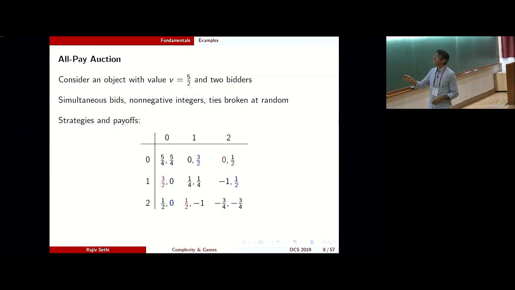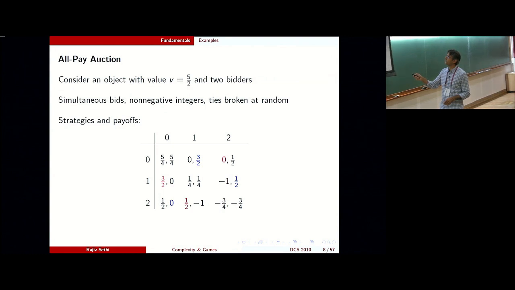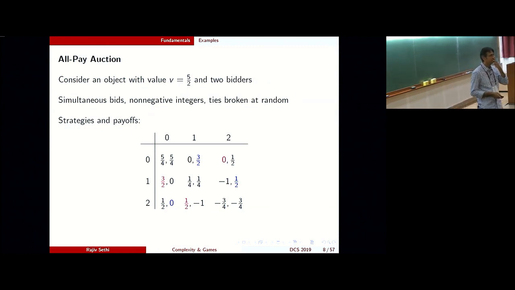If one person bids 0 and the other person bids 1, then the person who bids 1 wins the object. So their payoff is 3/2. Why is it 3/2? Because they get 5/2 minus what they pay, 1. This person bids 0, so they pay nothing. If this person bids 1 and this one bids 2, you will lose your 1 because you don't get the object. The other person will get 1/2 because they get 5/2 minus their bid, which is 2. Okay, so those are the payoffs over here. Any Nash equilibrium?